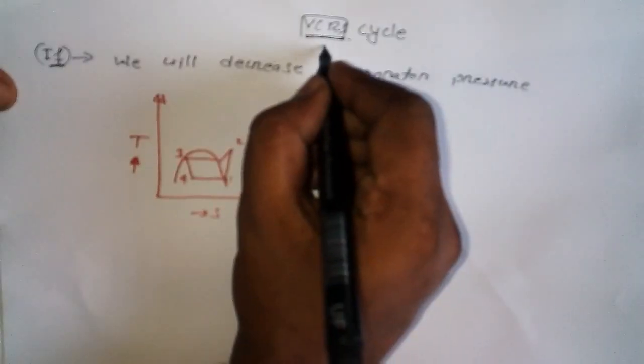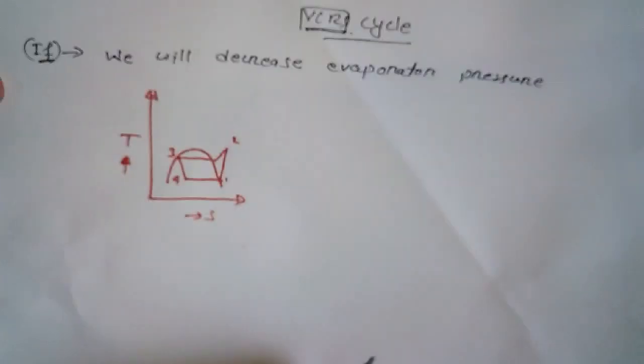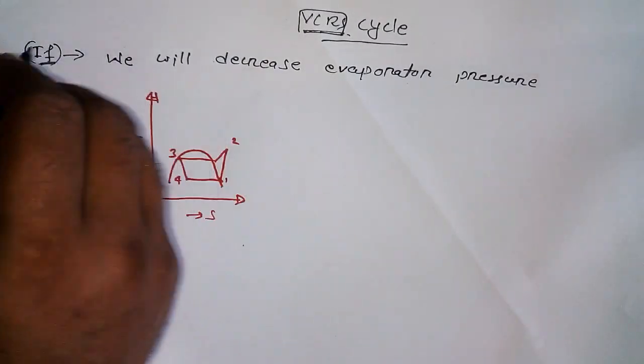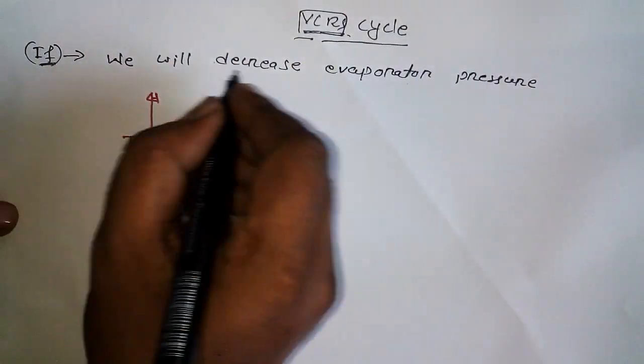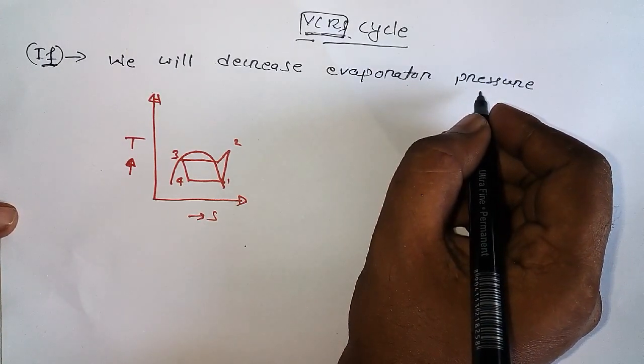Here, so let's get started with another tutorial, that is VCRS cycle effect parameters. In this tutorial we're going to learn about what will happen if we decrease evaporator pressure. This is most important, my dear.